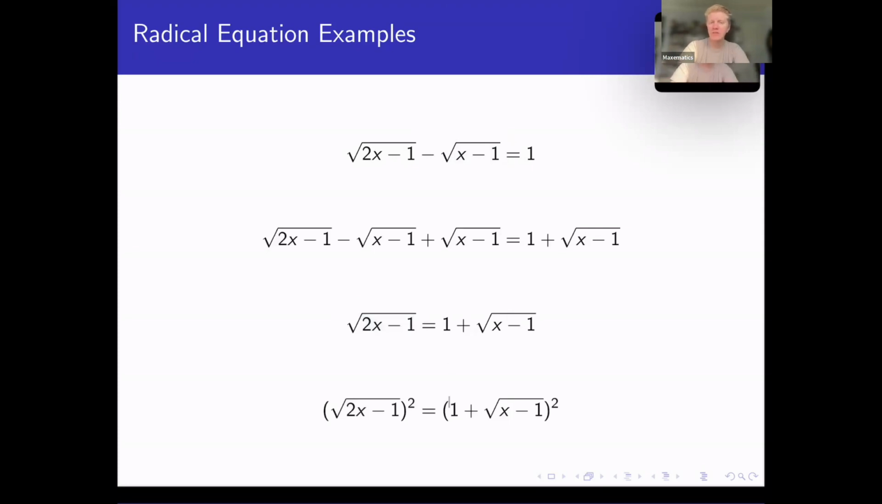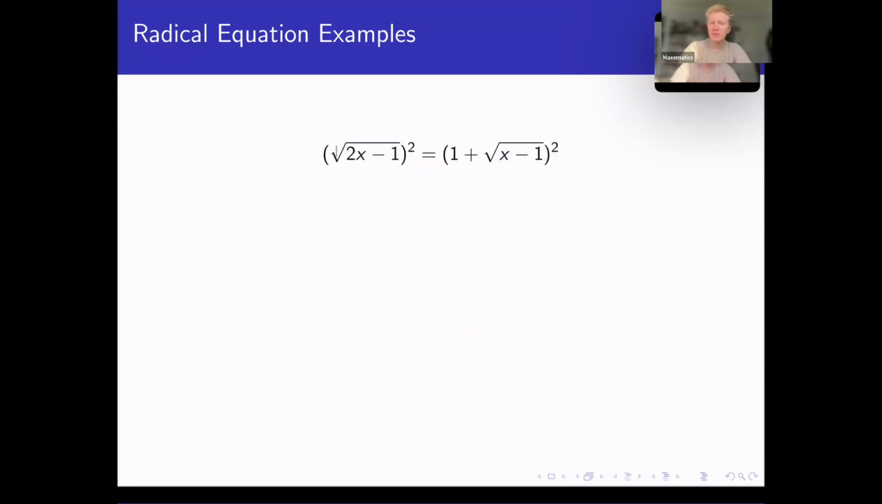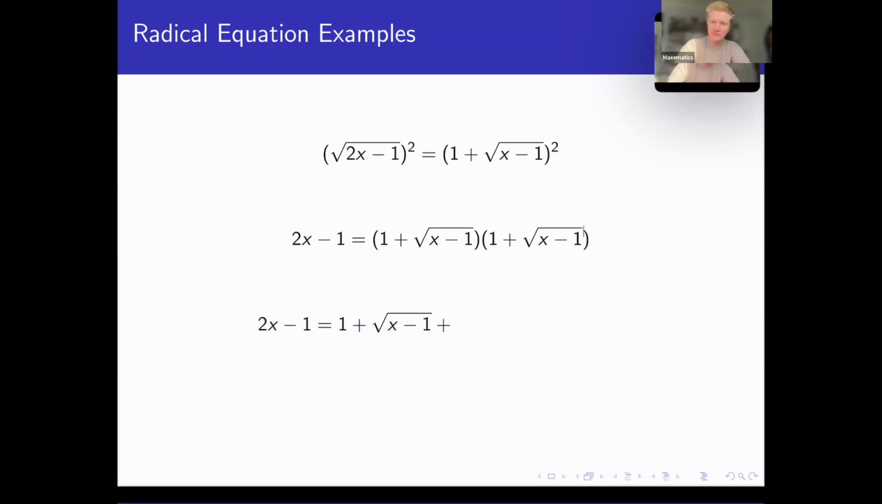And again, this square root and squared goes away, but 1 plus square root of x minus 1 is foiling. So that square root cancels out. And now let's FOIL. 1 times 1 is 1. 1 times square root of x minus 1 is square root of x minus 1. Square root of x minus 1 times 1 is square root of x minus 1. Square root of x minus 1 times square root of x minus 1.